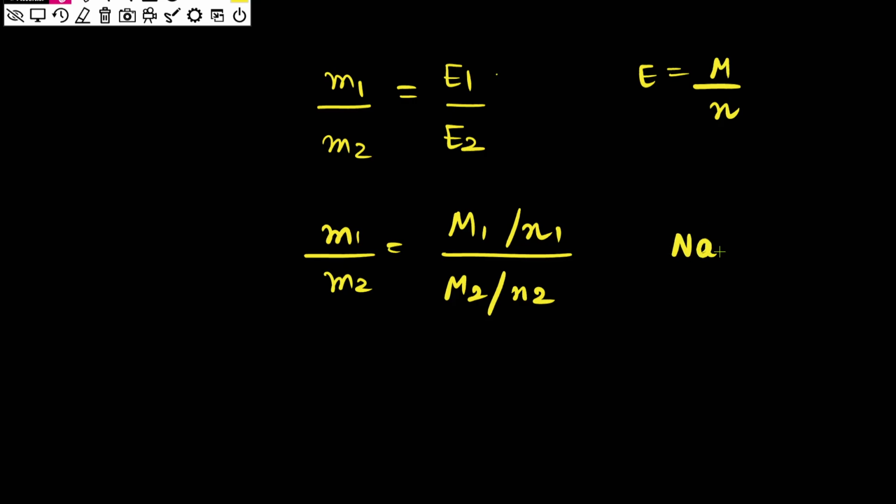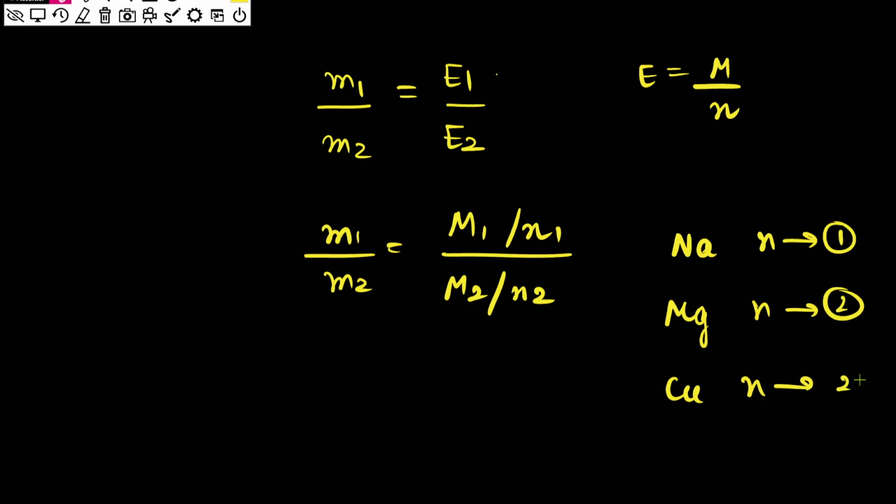Suppose I take sodium, for it the N factor will be 1. But if I take magnesium, for it the N factor will be 2. If I take copper, for it the N factor will be 2. If I say calcium, for it the N factor will be 2. If I take aluminium, for it the N factor will be 3. So it depends. So this is simply Faraday's second law of electrolysis.